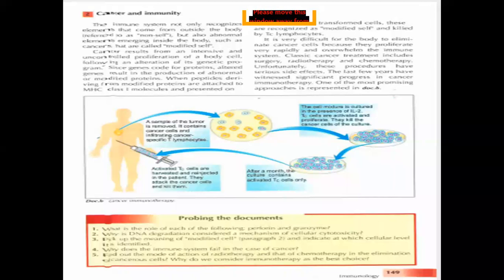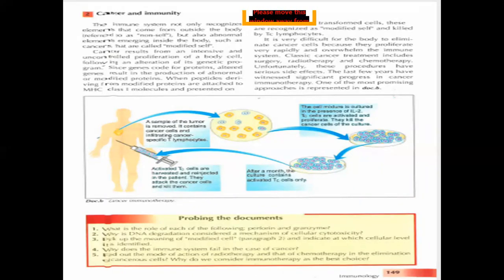So if we can do this process, they are working on taking a sample and putting it inside the culture medium in the presence of interleukin 2. The T cells will recognize this cancer cell and kill it. After a month, the culture contains activated TC cells. Only TC cells remain, meaning all the cancer cells are gone. So the sample of the tumor is removed. It contains cancer cells.